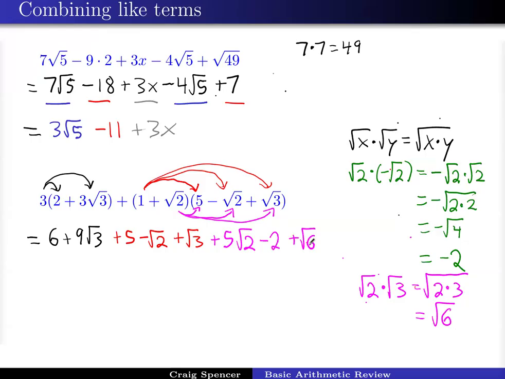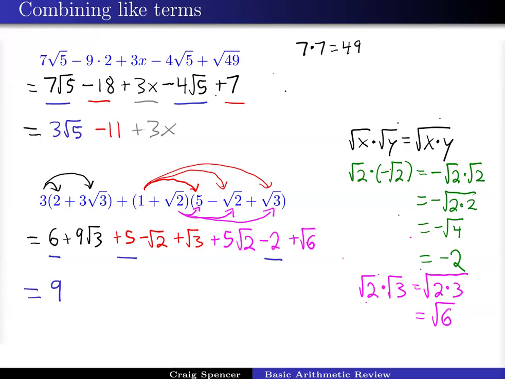But now we're in good shape because we can start grouping things together. So for instance, I got some things that involve root 2s, some things that involve root 6s, some things that involve root 3s, and then I also have some things that don't have any square roots in them at all. So for instance, I have this 6 here and this negative 2, and I guess I also have this 5. Those are the three things that don't have a square root of anything involved in them. So I can group them together. 6 plus 5 take away 2 is going to leave me just with 9.